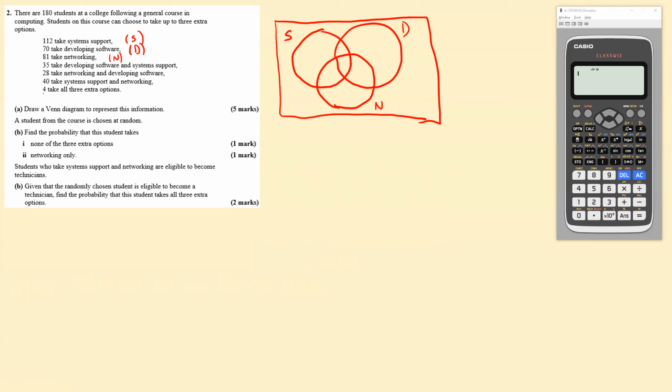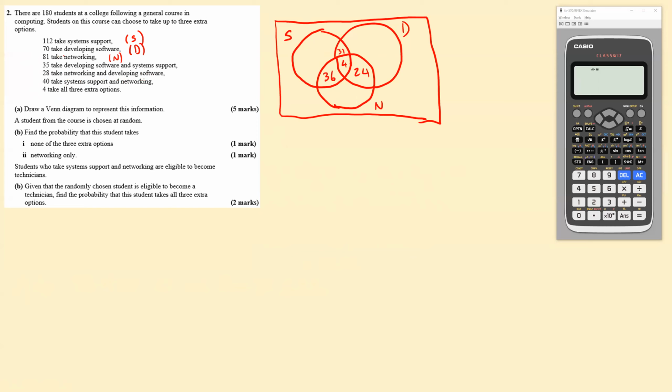So I'm looking at this and seeing that 4 take all 3, so that goes right in the middle. 35 take D and S, so 35 in total, so that 4 and 31 would make 35. That's D and S. Next up, network and developing. So that's N and D. That's 28. So 4 and 24 make 28. And lastly, 40 take S and N. So 40 minus 4 is 36.